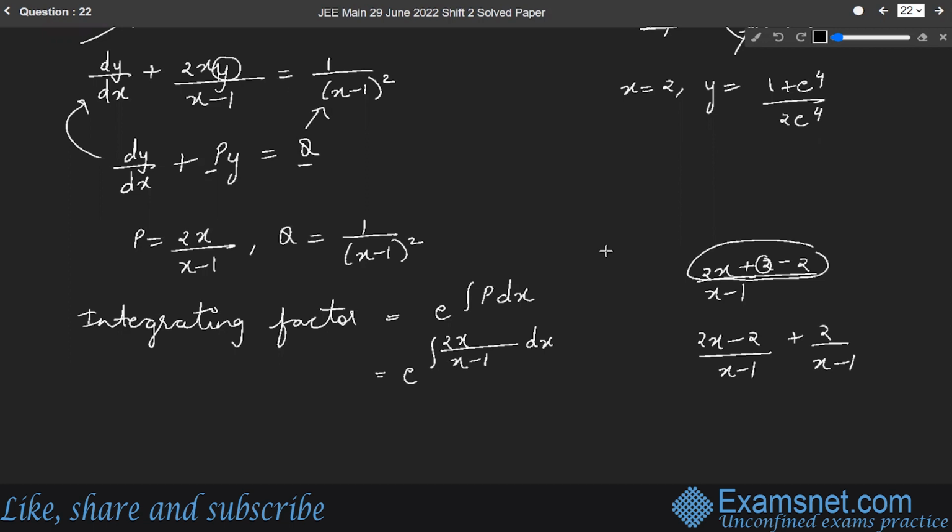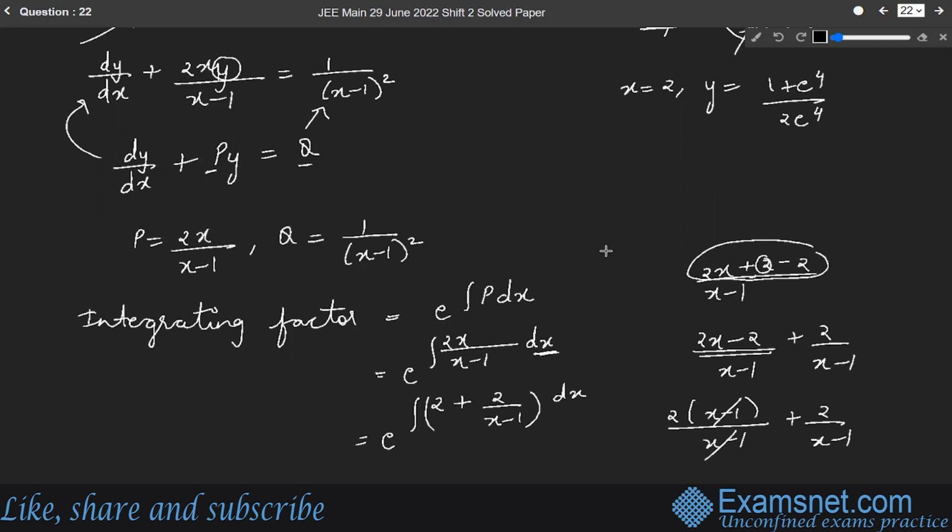So here what will happen is when we take 2 common from 2x minus 2, the remaining term will be x minus 1, divided by x minus 1, plus 2 divided by x minus 1. So here x minus 1 and x minus 1 will be cancelled. So we will have 2 plus 2 upon x minus 1 and dx. So we can write e power integral of (2 plus 2 upon x minus 1) dx. Right? Now when we take the integral, what is integral of 2? It is a constant, so it will come out. And we have integral of 2 dx.